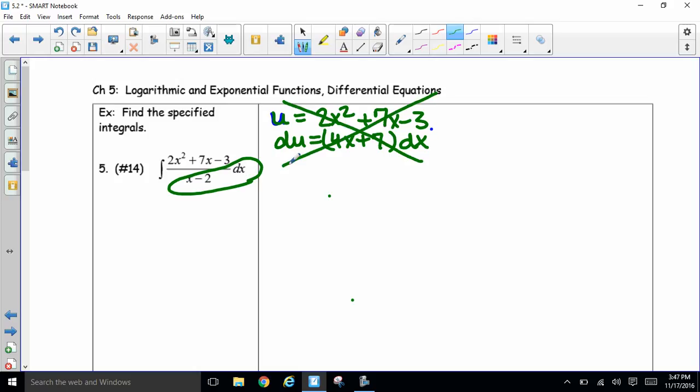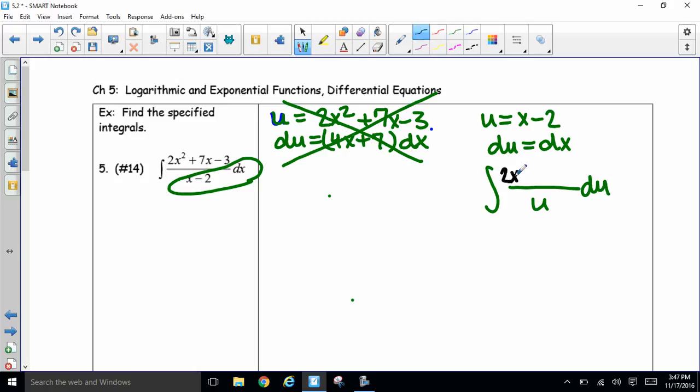Then my other choice would be to say, okay, what if I take a look at u being x minus 2, because it is in the denominator. So then du equals dx, and then I'm kind of stuck. Then I would turn this problem into, I'd have the u on the bottom and the du to replace the dx, but then I would still have the 2x squared plus 7x minus 3.